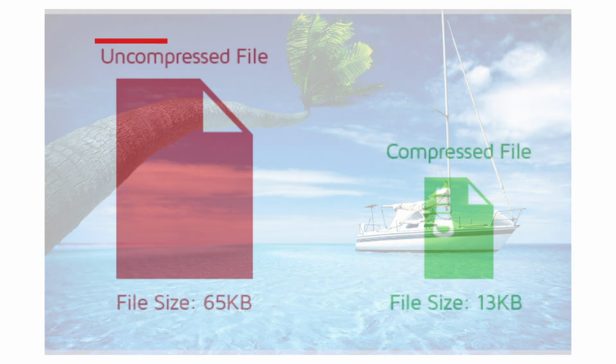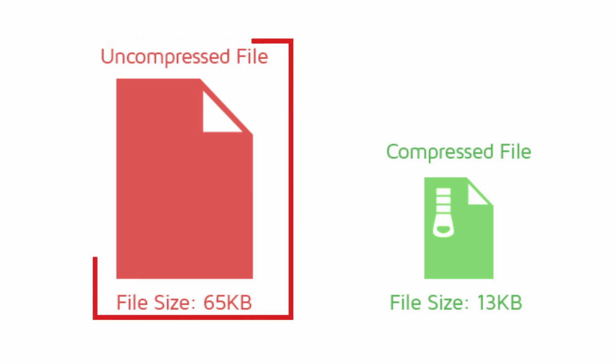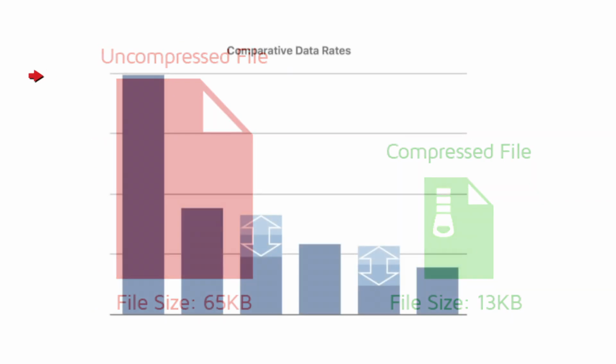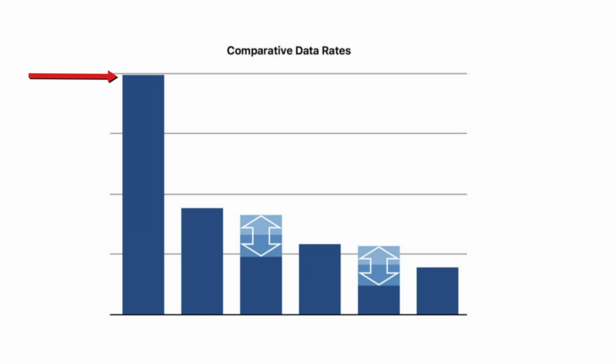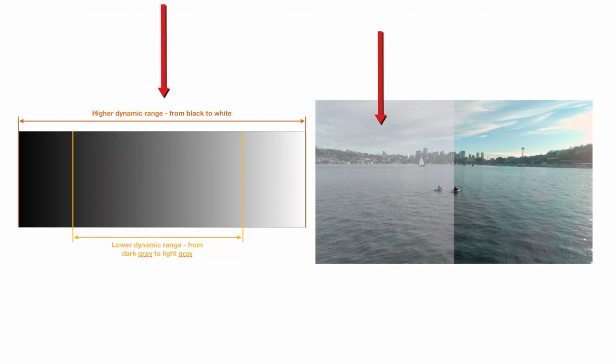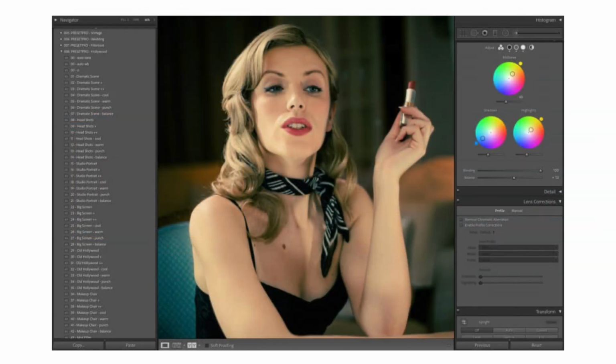As well as this, recording to a much less compressed codec, such as ProRes, gives much higher quality video files. There will be less artifacting, especially in the areas of movement, more dynamic range, and when combined with log, the end files will be much easier to color grade and edit in post-production.